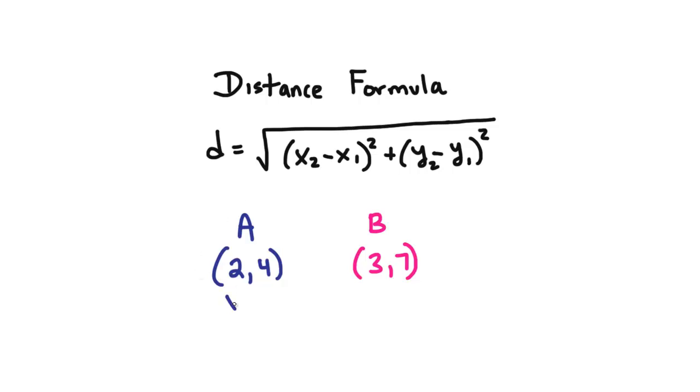This will be x1, y1. So x1 is 2 and y1 is 4. And for point B, it will be x2, y2. Right? So x2 is 3 and y2 is 7. So if we go back to the distance formula, it's d equal to the square root of, in parentheses, x2 minus x1 squared plus, in parentheses, y2 minus y1 squared.